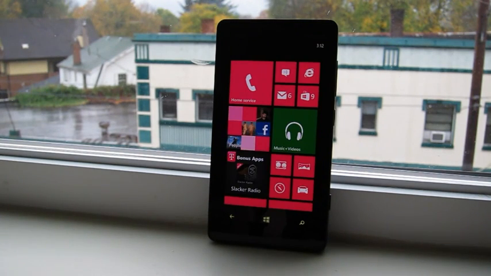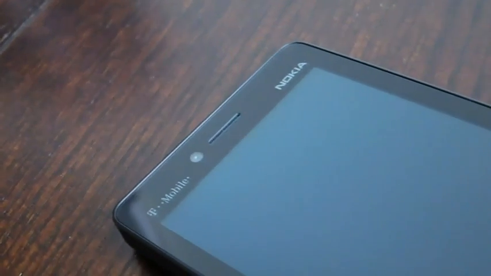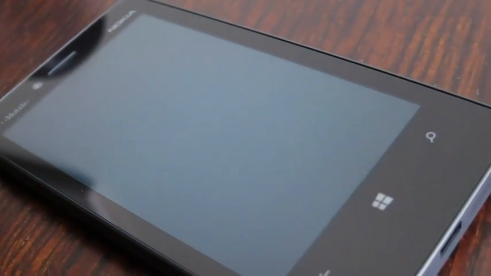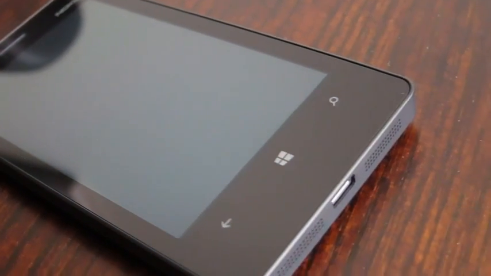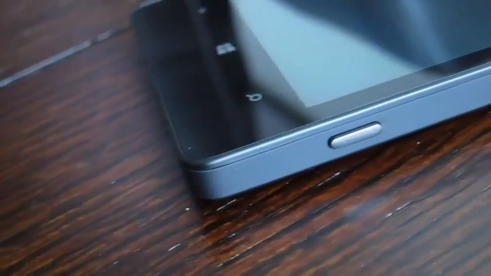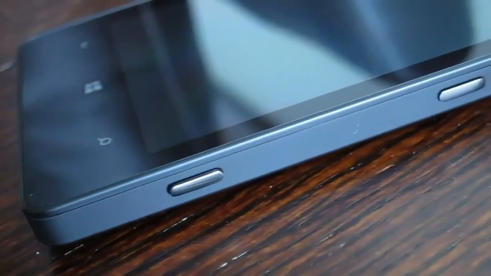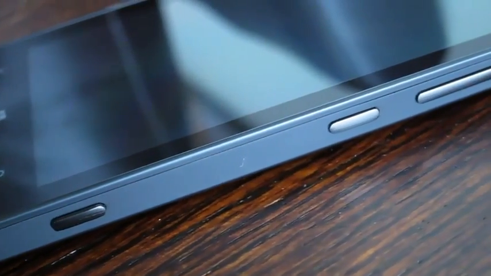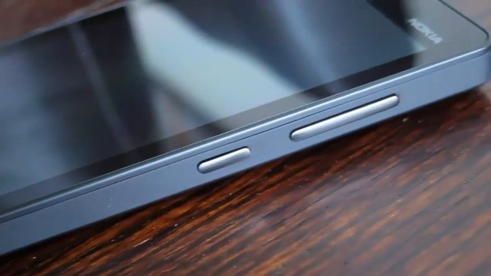The phone is among the first of the Windows Phone 8 devices to hit the market, and it sells at T-Mobile for $150 on contract. One of the things that's immediately apparent about the Lumia 810 is that it really is a chunky device. Feels good in the hand, but this may be a sticking point for some.